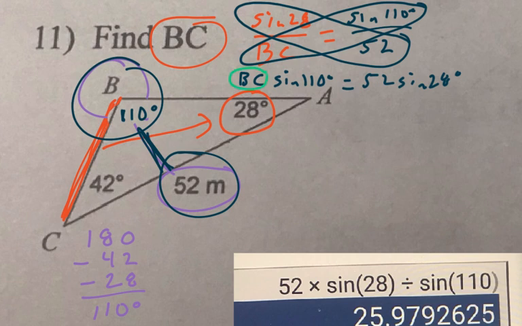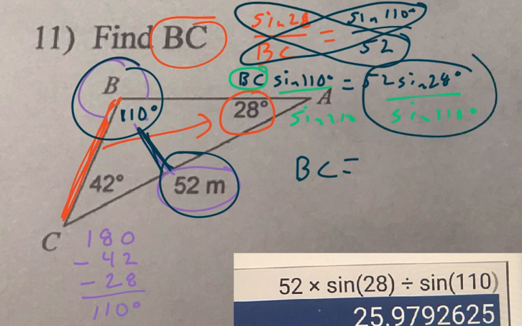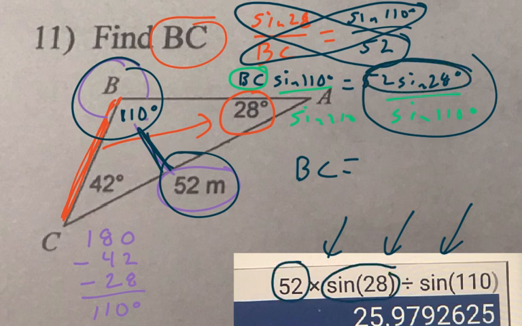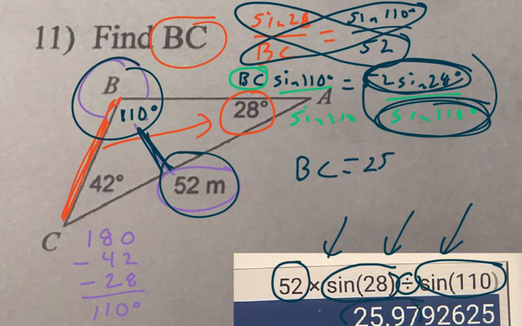From here, we can solve for this BC, because all I need to do is divide each side by the sine of 110 degrees. So BC is going to equal whatever this quantity is here. And now we go to our calculator down here. I'm going to take 52, times that with the sine of 28. And then I just need to divide by the sine of 110. So there's my answer right there. So I know BC is 25.979. If we were to round off, we would say it's approximately 26.